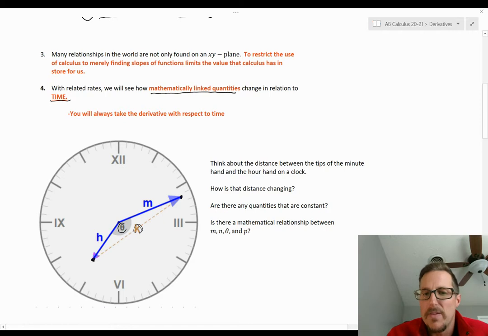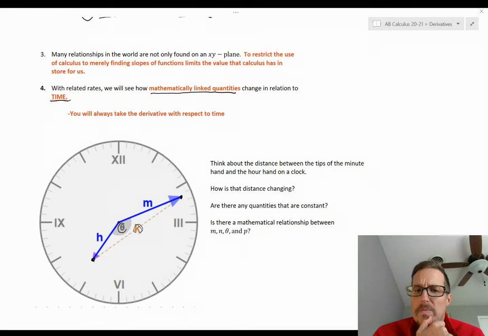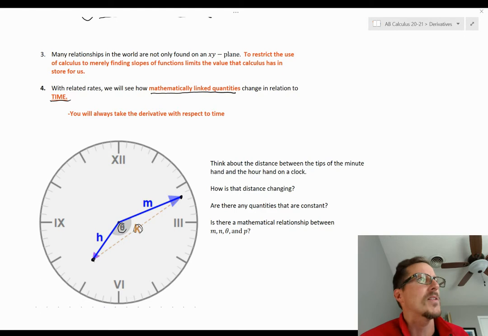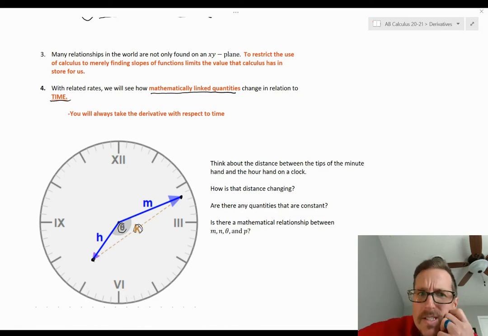So think about what happens during the day as that minute hand spins around and that hour hand spins around. How is the distance between the two tips changing over time? Sometimes it's getting smaller, sometimes it's getting bigger, right? But it's constantly changing. Go ahead, pause the video, go stare at a clock for a little while. No, don't do that, seriously. But you can kind of imagine if you spun that around, that distance is going to be growing and shrinking.